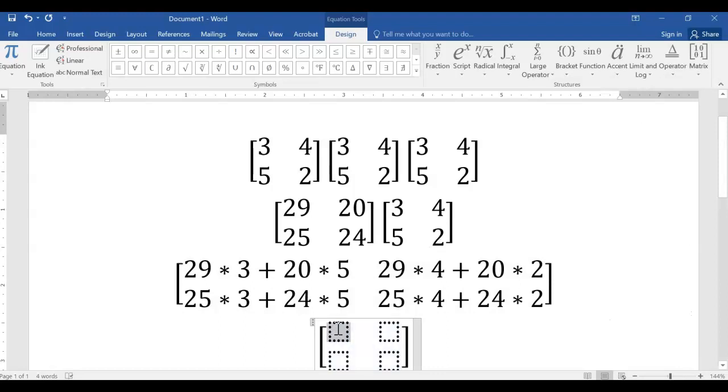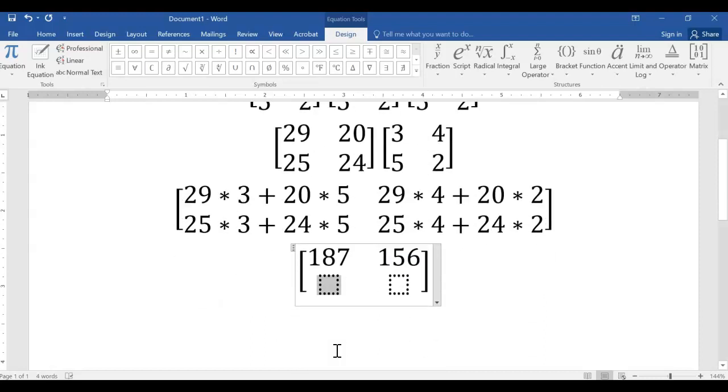29 times 3 plus 20 times 5 is going to give me 187. All right. I did 29 times 4 plus 20 times 2. I got 156. Twenty-five times 3 plus 24 times 5 gives me 195. And 25 times 4 plus 24 times 2 gives me 148.